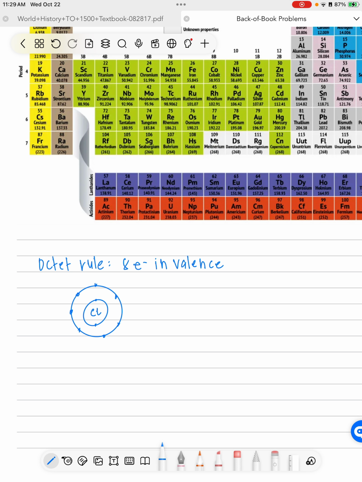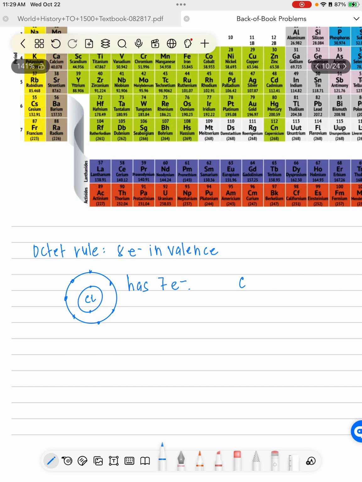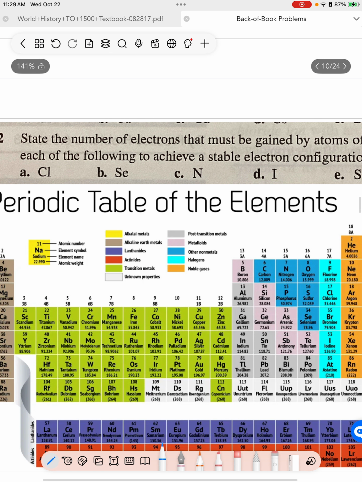Well, it has 7 electrons. So how many electrons does it need? It just needs 1 electron to have a full valence. And that's why we often see chlorine written as an ion like this, Cl-, because it's gained an electron in order to be stable. So for our first problem, for A, chlorine needs 1 electron to be stable.